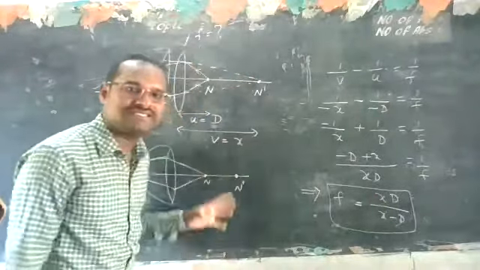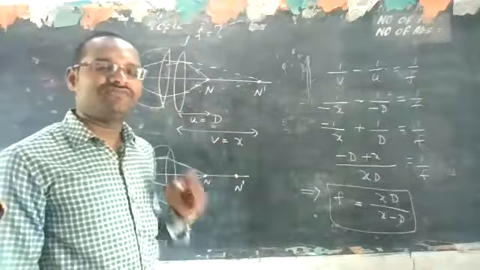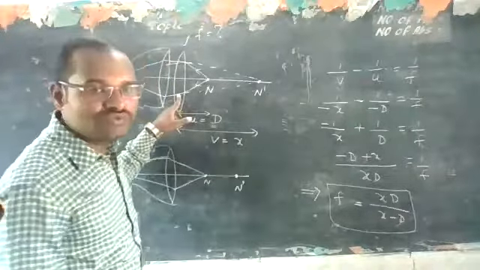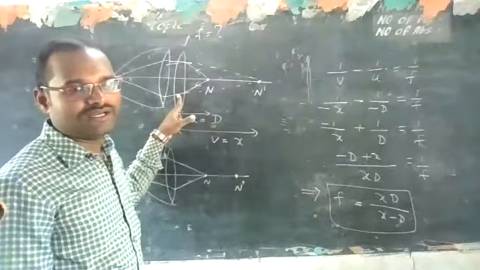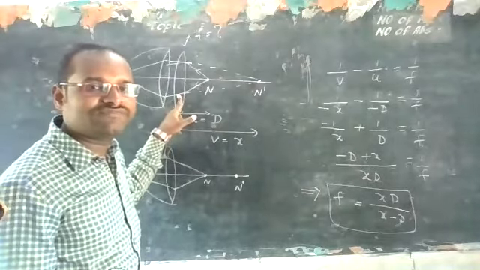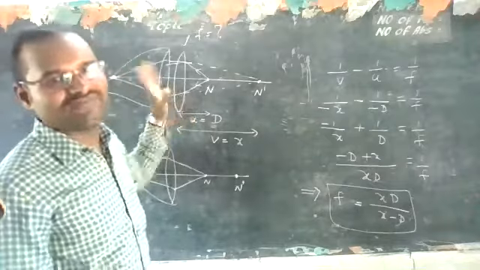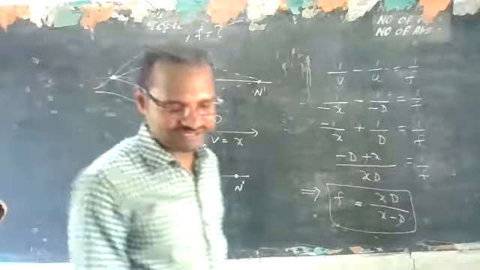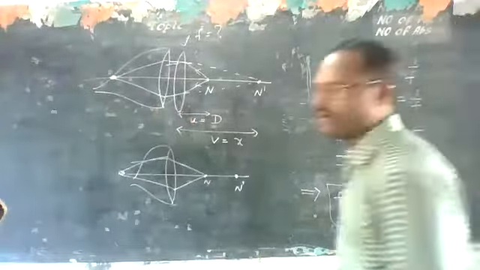Okay, so this is how we can find the focal length of a lens which is used to correct hypermetropia. So which type of lens we need to use for correcting hypermetropia? Convex lens we should use. Okay, remember these points. Okay, yes.